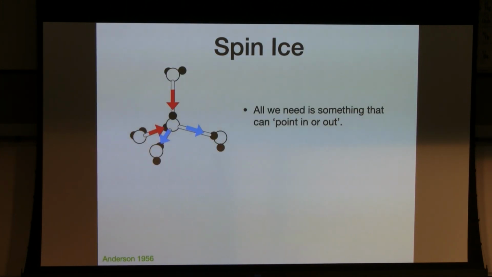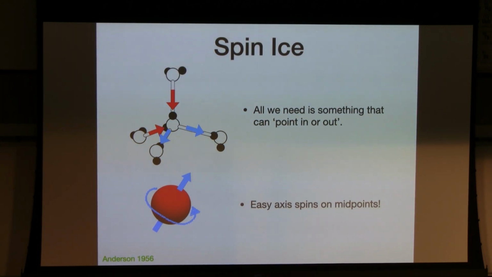Can we come up with some analog, some other system which is ice-like? All we need is something that can point in or out, to have this 2-in, 2-out rule. So how do we do it? Well, let's stick an arrow or a spin, an easy-axis spin, on the midpoints of that crystal we were just looking at, the ice crystal.